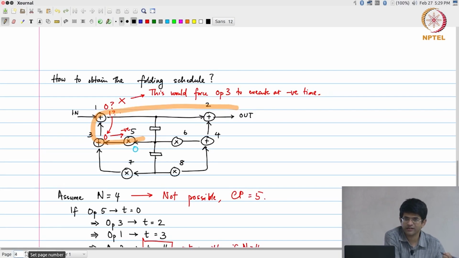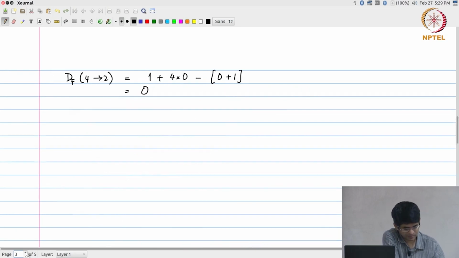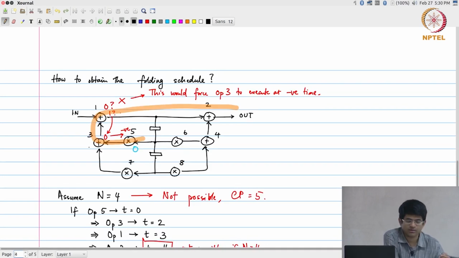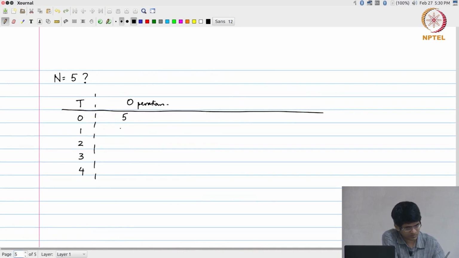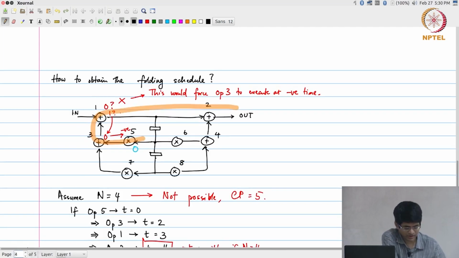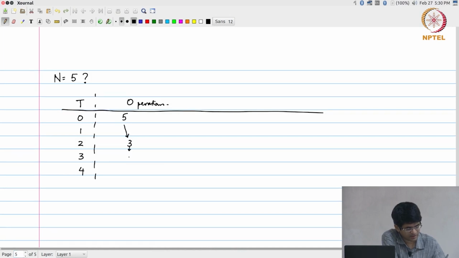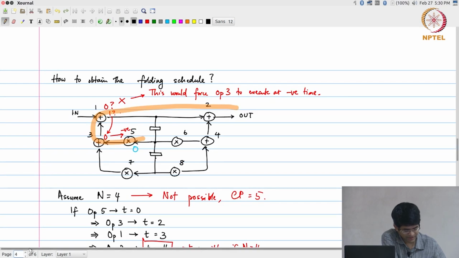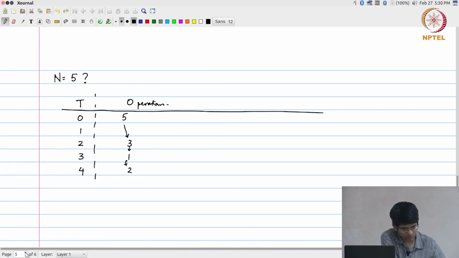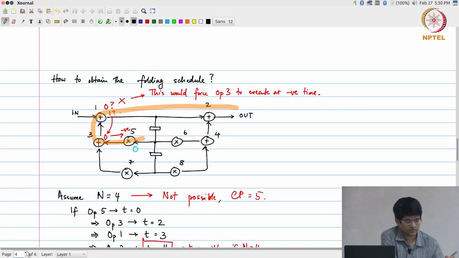What I can see is operation 5 can be run at time equal to 0, no problem with that. That would imply operation 3 can be at time 2. I am going to put an arrow between them to indicate that there is a dependency over here. Operation 1 at time 3 and operation 2 at time 4. So that has taken care of this path 5, 3, 1, 2.